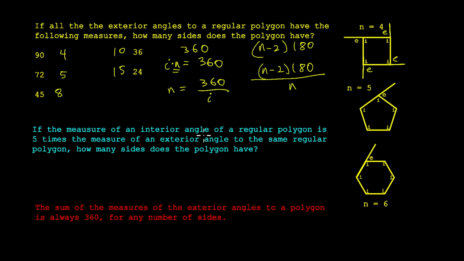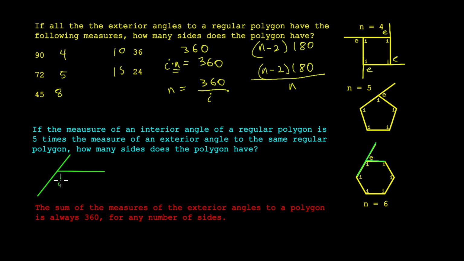If the measure of an interior angle of a regular polygon is 5 times the measure of an exterior angle to the same regular polygon, how many sides does the polygon have? So you can see where we have these things written here: interior, exterior, and so on. So let's say we have an interior, exterior pair right there. Putting it on the diagram so you can see it. It doesn't have to be a hexagon, and this one will not be, but just so you can see what they look like.